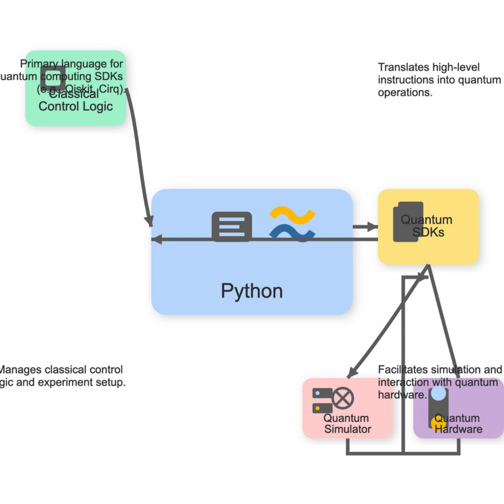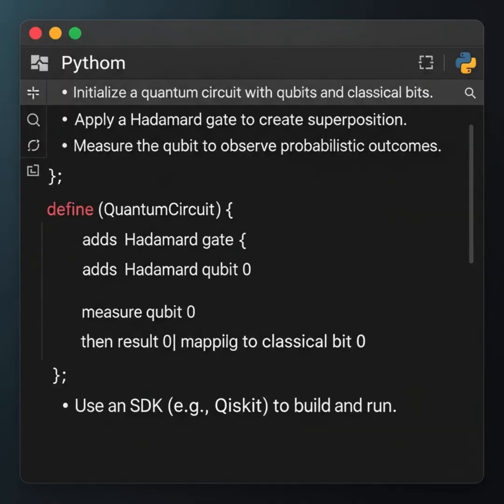Before we write any code, let's conceptually break down a quantum circuit. At its heart are qubits, the quantum equivalent of classical bits. Unlike a classical bit that's either 0 or 1, a qubit can be 0, 1, or both simultaneously in a state called superposition. To manipulate these qubits, we use quantum gates.